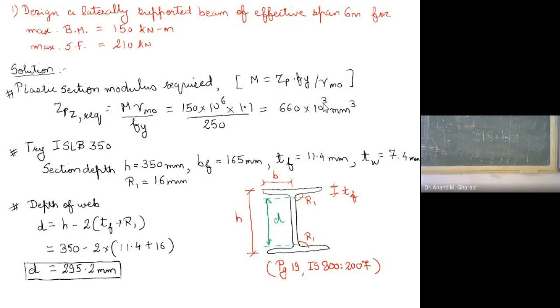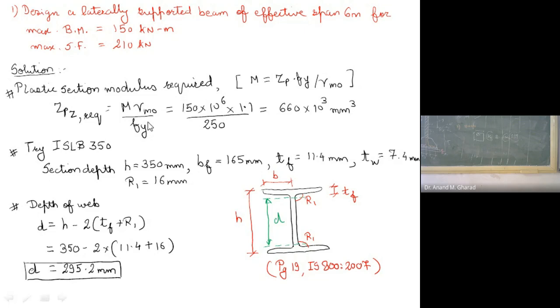Partial safety factor of material is always included because we are discussing everything with respect to limit state design. So ZPZ required will be M into gamma m naught divided by Fy. यहाँ पे मैक्सिमम बेंडिंग मोमेंट ऐसा लिखा हुआ है. That means it is factored bending moment. You need not factor it. It is already given. Maximum का मतलब है it is factored.